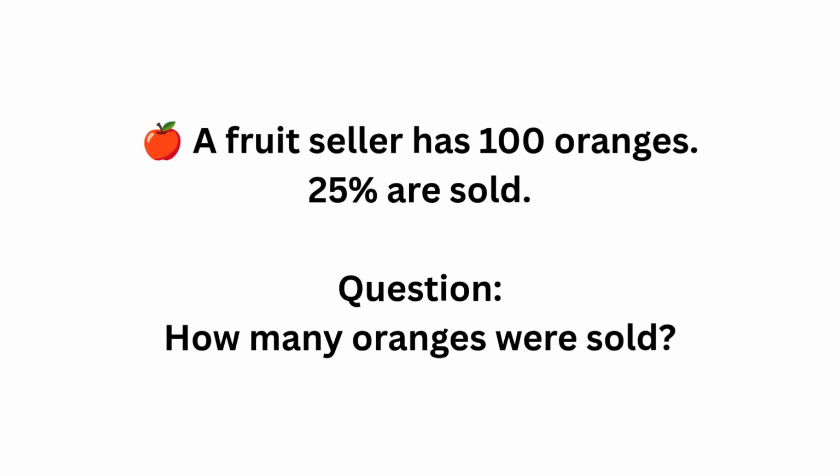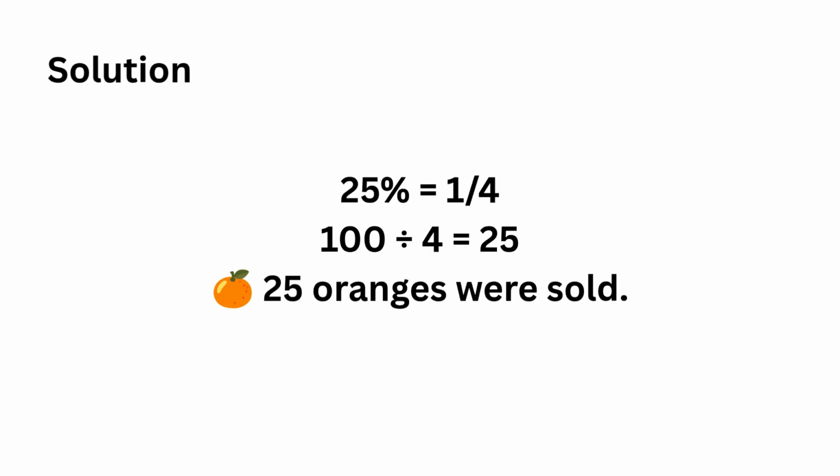Let's try another one. A fruit seller has 100 oranges. 25% are sold. The question is, how many oranges were sold? This time, we are finding 25% of 100. So 25% is 1 over 4. We remember that, right? Because 25 over 100 is 1 over 4. So now we divide 100 by 4 because we're looking for 25% of 100.